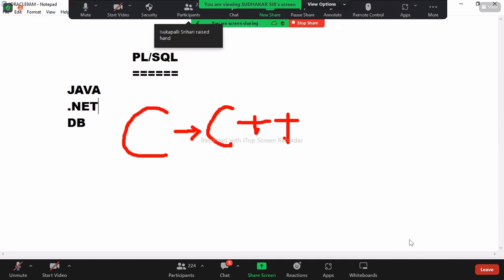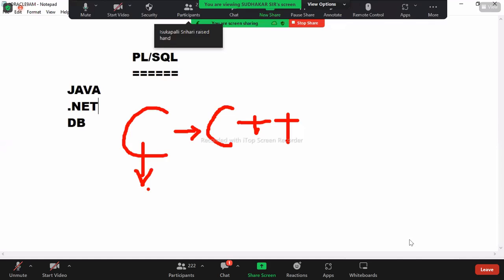Yes or no? So now, C and then C++. C has drawbacks. What is the drawback? It is not an object oriented concept. Pointers are supported, so security problems are there. Next, it does not have an inbuilt garbage collector. Yes or no? That is why in C language we are using constructors and destructors.